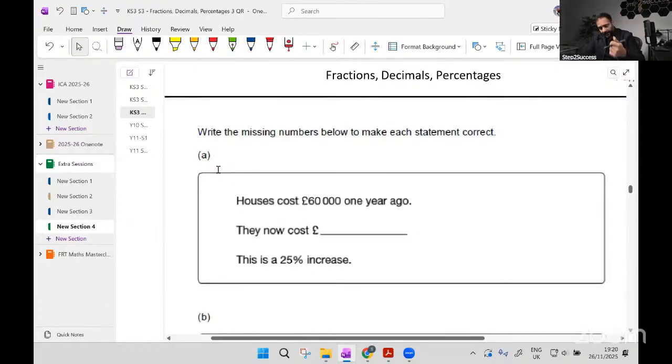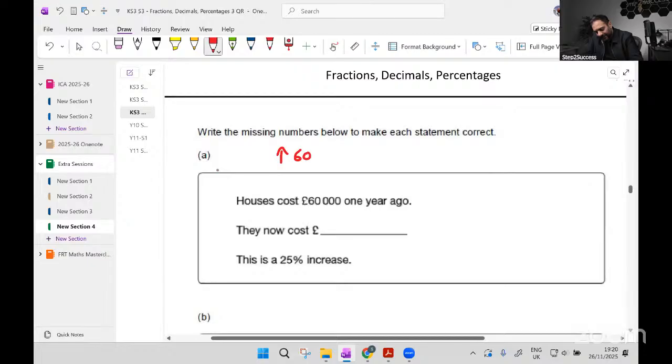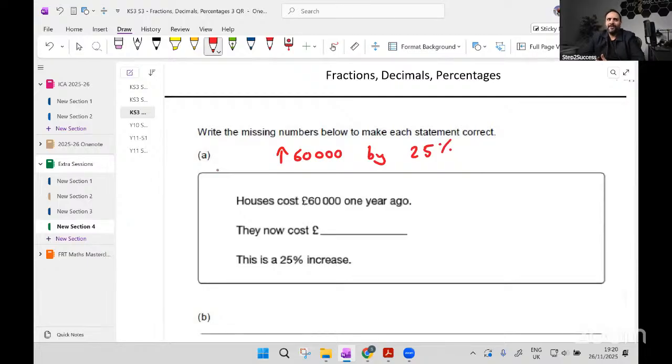So houses cost £60,000 a year ago, and they have gone up by 25%. We need to figure out what they now cost. So in other words, we need to increase 60,000 by 25%. There are a couple of different ways to do this. You could find 25% of 60,000. I'll do it both ways because I've got time today. Well, there's a quick way to do this.